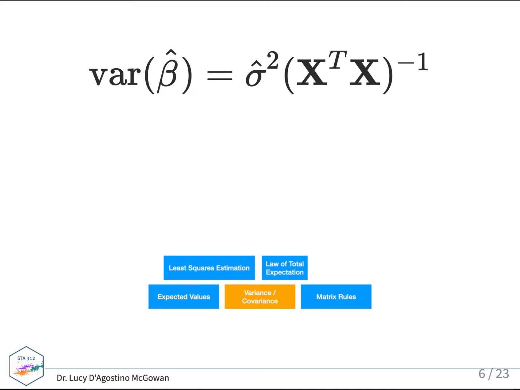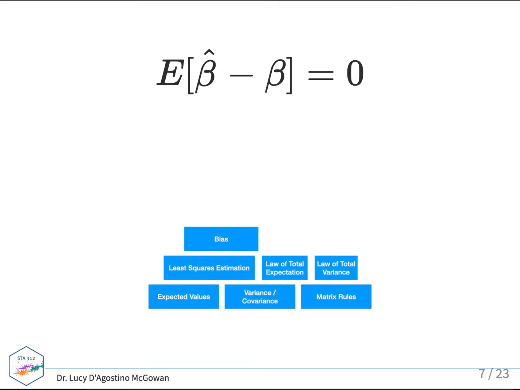Then we also wanted to know the variance of beta hat. So we wanted to calculate that variance covariance matrix, and that was sigma squared times (X transpose X) inverse. We solved that this is the variance of beta hat using our variance covariance rules and also the law of total variance. Okay, so this was our first couple weeks.